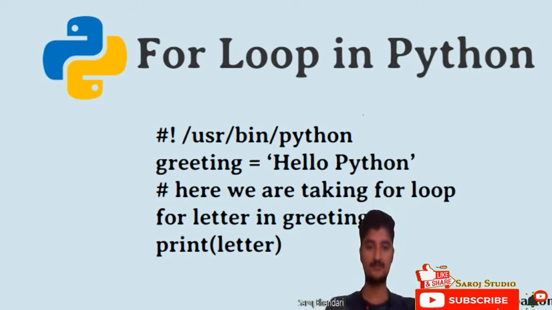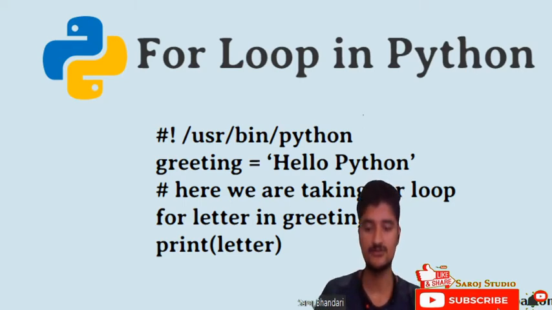A for loop in Python programming is used for iteration over a sequence of numbers or text. If we have a certain sequence, then we just use a for loop. As you can see in the example, we have created a greeting holding the string value "hello Python".